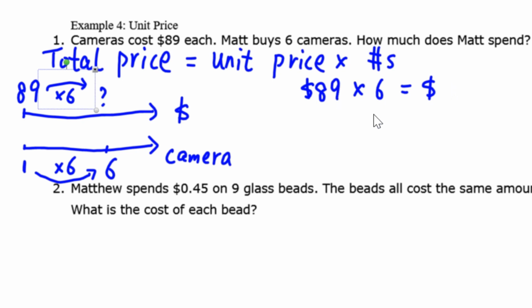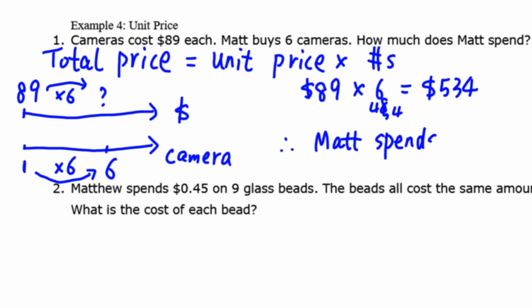then times 6 cameras, we are going to have 6 times 9, 54, then 6 times 8 is 48, so we have $534. You could use your calculator to find out the answers. Then we write the statement, therefore Matthew spends $534. So this is looking for total price, given the unit price.